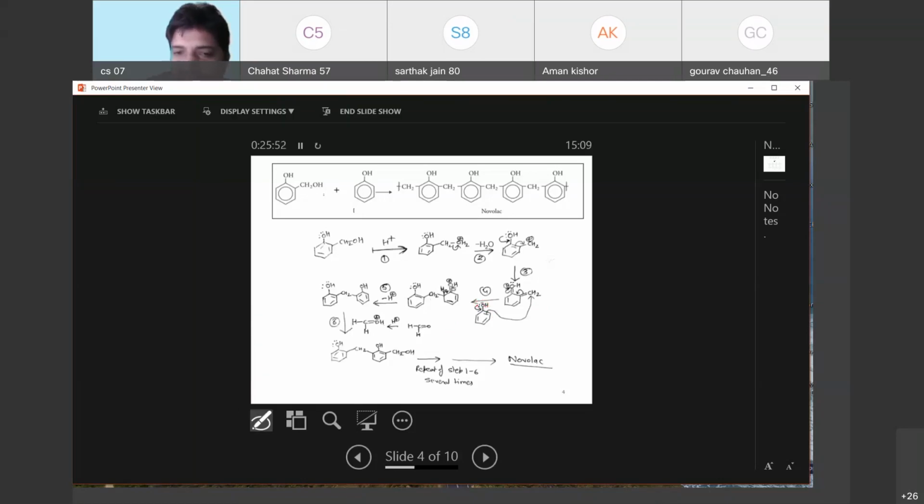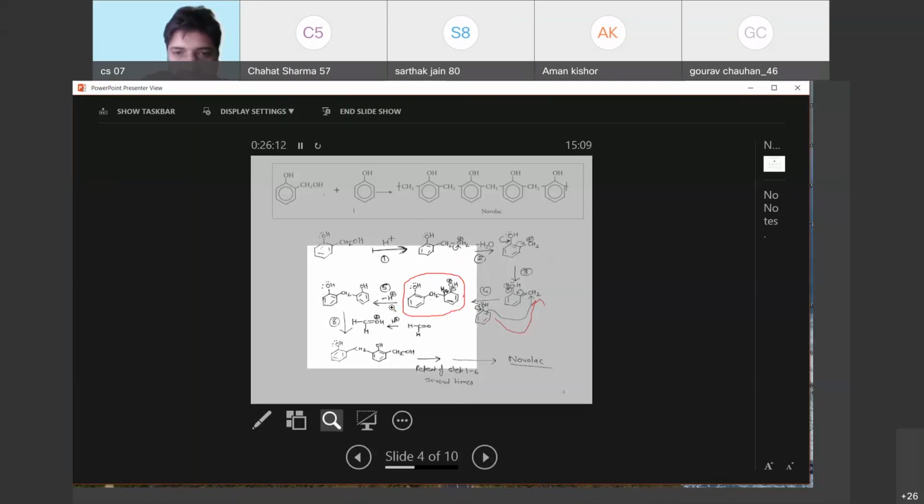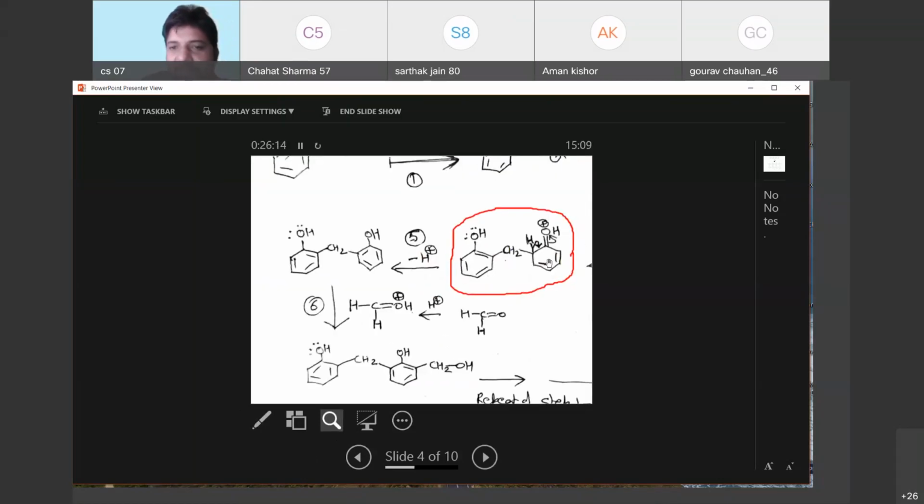ठीक है, उसके जो lone pair है, that is involved. Okay, and that favors the attack on the CH2 group here. And you can see here the movement of electrons. Okay, so when this happens, you will have formation of this intermediate. Okay, let's see here. So you have this intermediate. Okay, so this part is our orthohydroxymethylphenol part. Okay, so now we have this part.